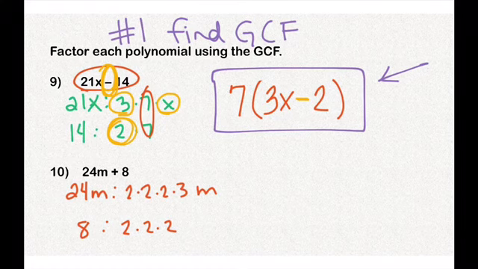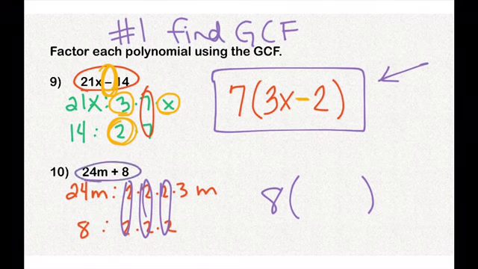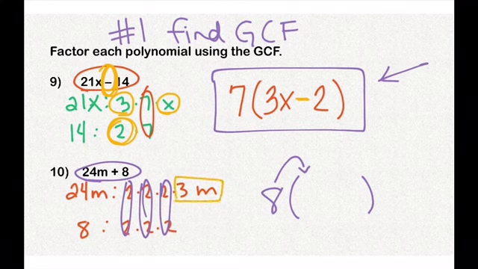Okay, what do they have in common? 2 times 2 times 2. So they have 8 in common. So I'm going to write 8. 8 times something is my 24m plus 8. That's what I'm trying to get. So 8 times something is 24m. Look back at where I did my GCF. You see what's left over that wasn't in common? 3m.